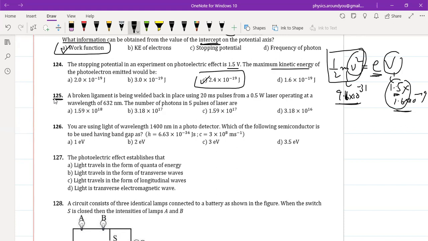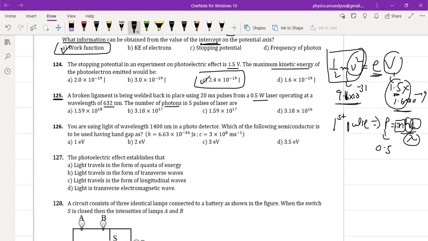Next one is a doctor kind of a question, a broken ligament, which some of you will perhaps be dealing with in your medical career. It is being welded by using a 0.5 watt laser operating at 632 nanometers. Let us first find the number of photons in the first pulse. We can use P is equal to nhc by lambda. Power is given as 0.5. H, Planck's constant, we know. c is the speed of light. Lambda in SI you have to use as 632 into 10 power minus 9.